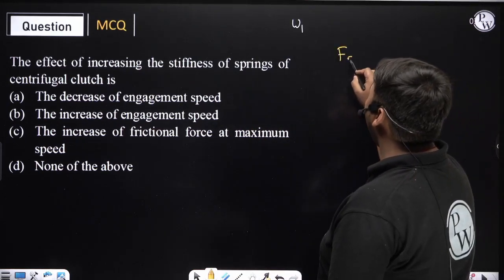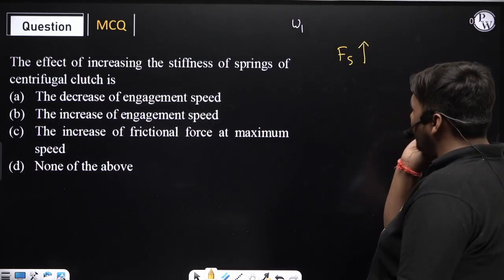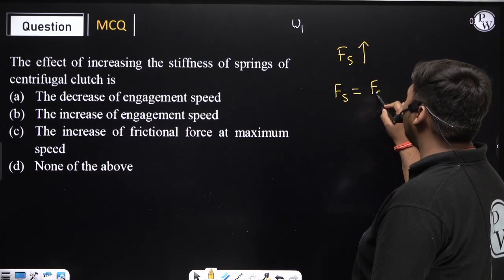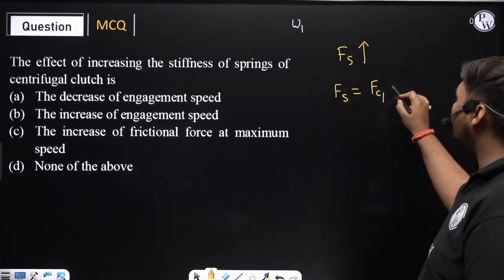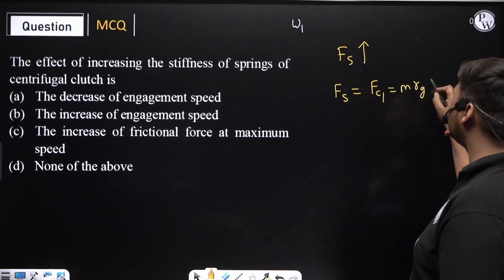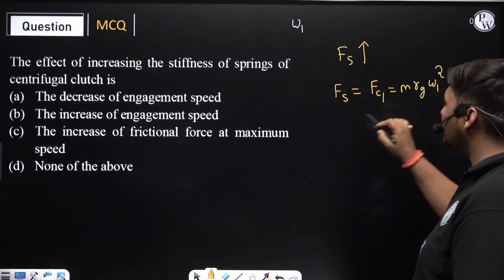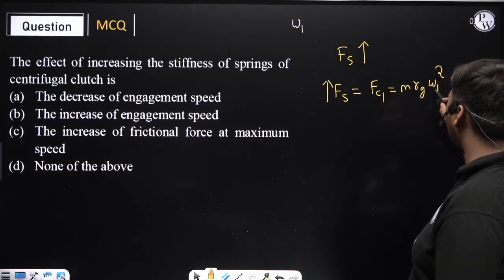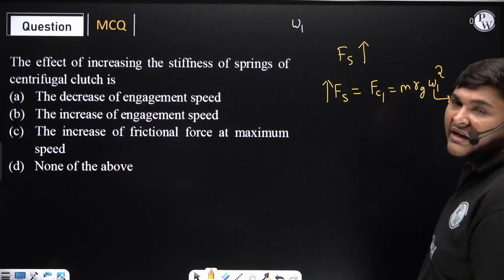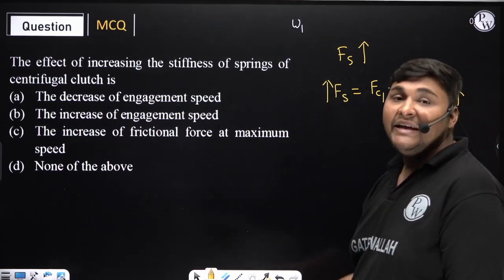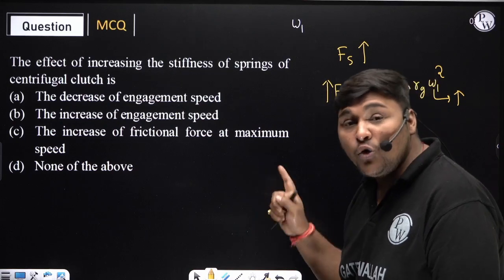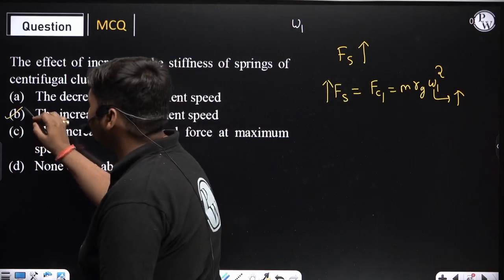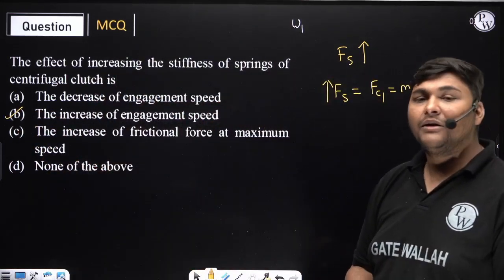So what will happen if you increase the stiffness of spring? Spring force at just engaged position will increase. Now we already know the spring force at just engaged position is equal to centrifugal force at just engaged position, and the formula to calculate centrifugal force at just engaged position is m r g omega 1 square. So if spring force is increasing, definitely omega 1 will also increase. Can I say by increasing the stiffness of spring, engagement speed, that is omega 1, will also increase? So it will increase the engagement speed. The correct option for this question is the second option.